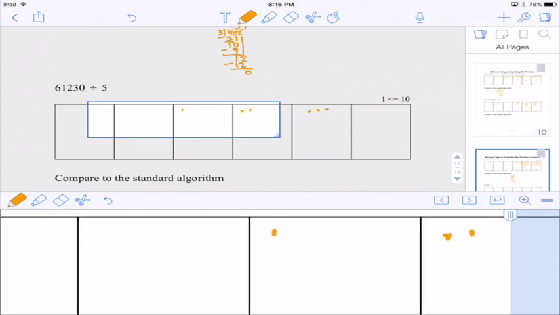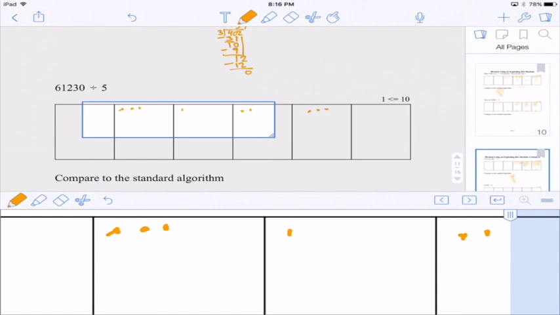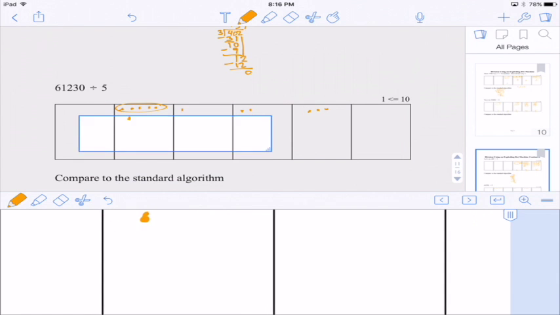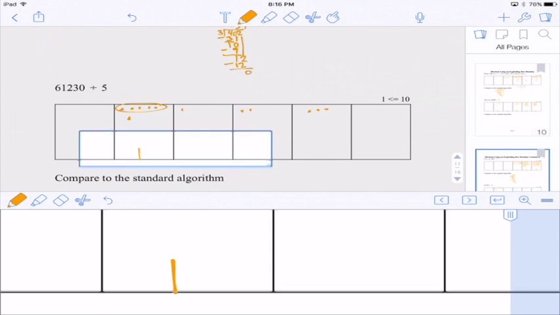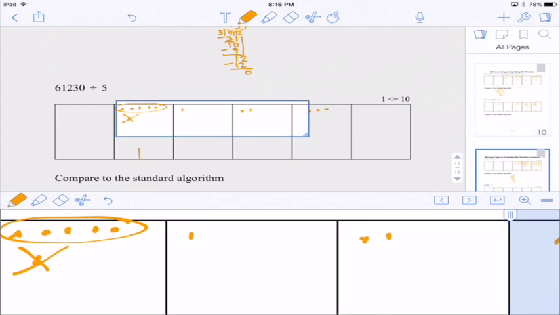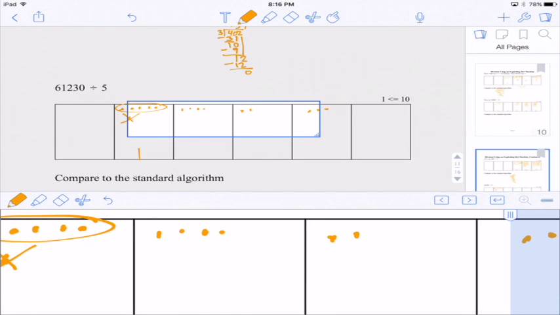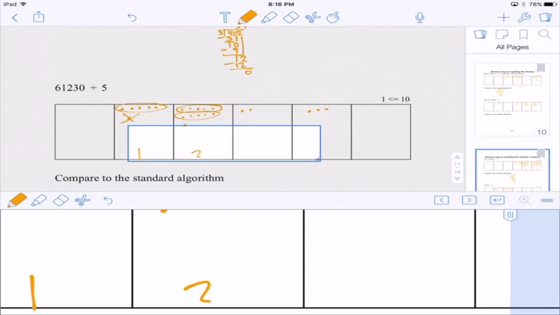1 and 6. 1, 2, 3, 4, 5, 6. Well, here's one group of 5. And we can unexplode that dot, so we'll get 10. One group of 5. Two groups of 5.